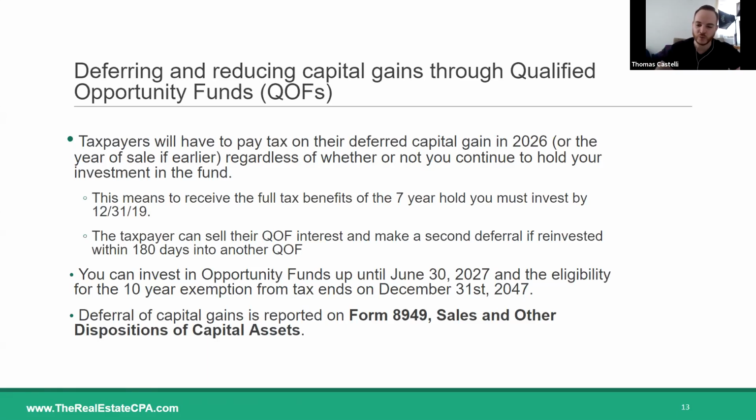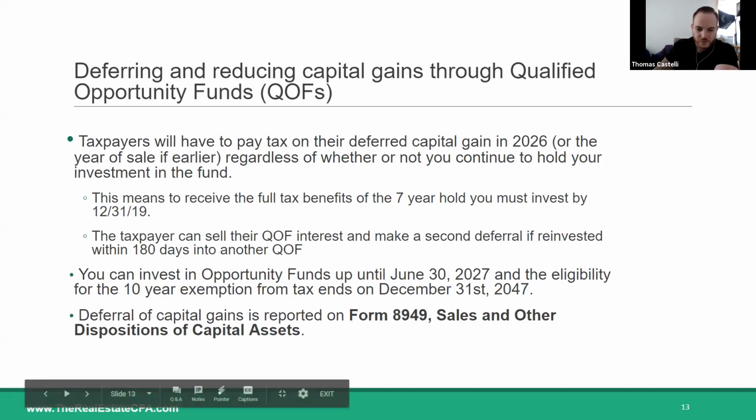Instead, you'll only be eligible for the 5-year hold, which is the 10% reduction in your original gain, and also the sale in 10 years. So you'll still be eligible for the 10-year and the 5-year benefits.